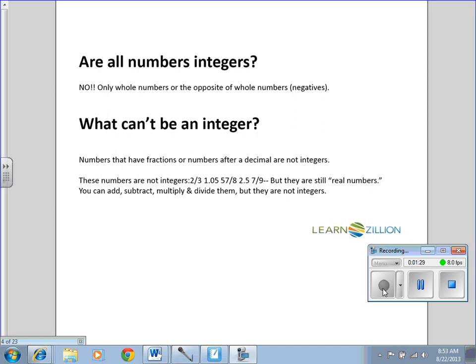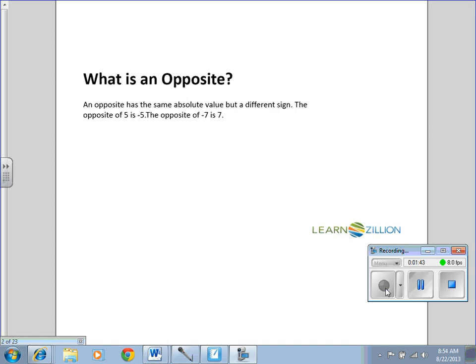Any integer you can add, subtract, multiply, and divide. You can multiply, subtract, add, and divide all of these numbers here, but they are not integers. On the last slide, we talked about opposites as regarding integers. An opposite has the same absolute value, but a different sign. The opposite of 5 is negative 5. The opposite of negative 7 is 7.